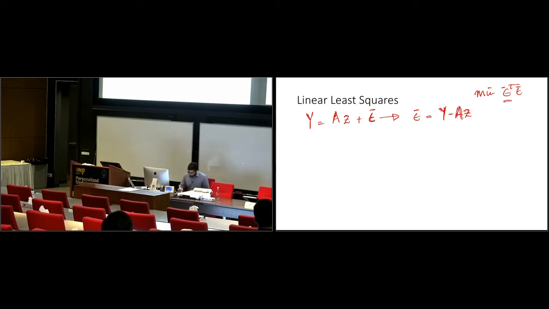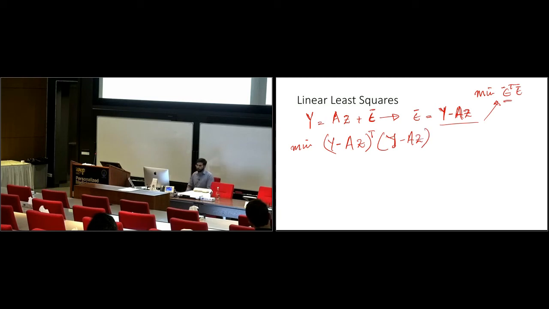I will put this value here, and this will become: minimize (Y minus AZ) transpose times (Y minus AZ). Everyone agrees with it? Just simple substitution: find the value of the error vector, put it in the equation. Okay? And now, of course, our unknown is the vector Z. We're finding Z.